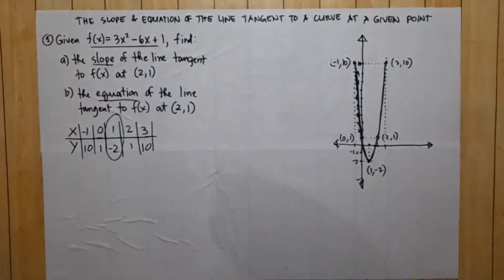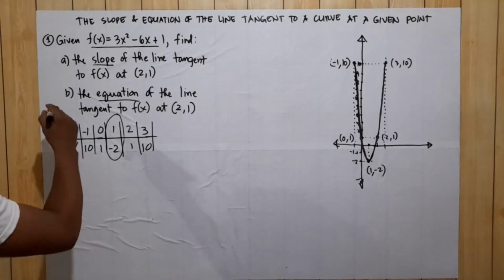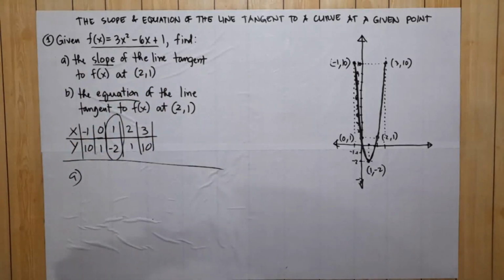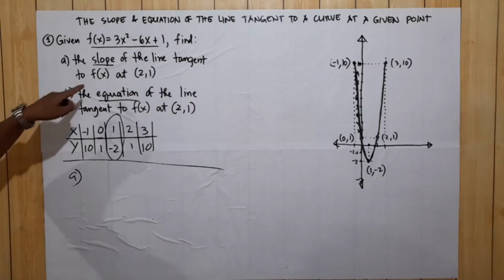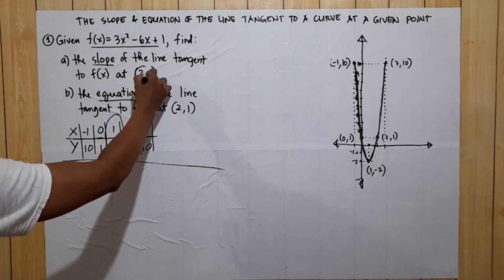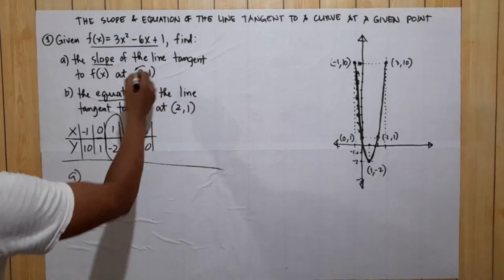Ngayon, pwede na po natin sagutin ang unang problem natin. So, yung unang problem po natin ay, letter A, the slope of the line tangent to f of x at 2, 1. So, ang gagawin lang po natin dito is, kukunin po natin ang first derivative ng f of x natin. Tapos, gamitin po natin ang value ng x para ma-determine yung slope ng line. Yan po yung solution sa slope of the line na tangent po sa curve at a given point na 2, 1.